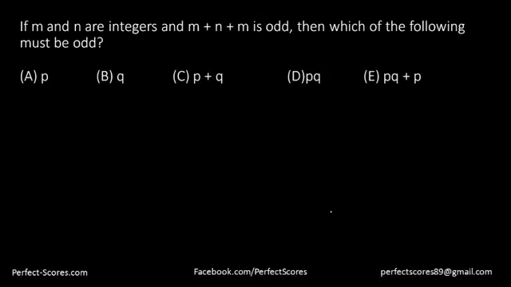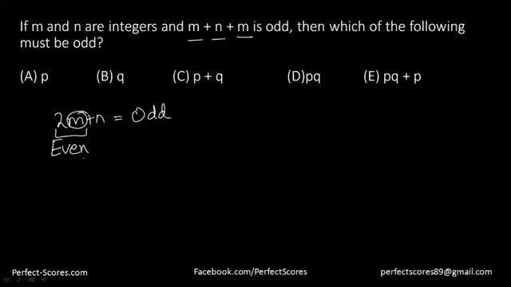Now it says that m and n are integers and m plus n plus m, so that is going to be 2 times m plus n, is odd, right? Which of the following must be odd? Now, as you know that m is an integer, which means 2 times m is going to be an even number, right? Because m is an integer, so 2 times m is going to be an even number. So for the sum to be odd, n will have to be odd.